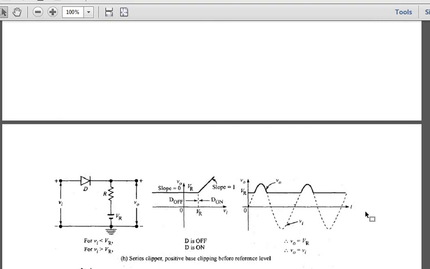So I hope you are clear with all these six figures that we have seen: series clippers and shunt clippers with positive clipping, with reference levels and without reference levels, as well as above the reference level and below the reference level. If you have a reference level, then you can consider above and below. If you don't have one, then this is the condition, right?